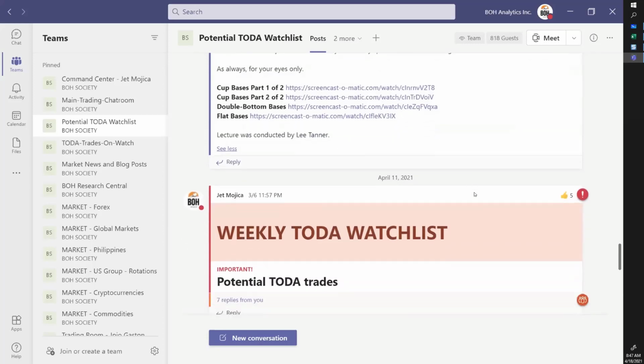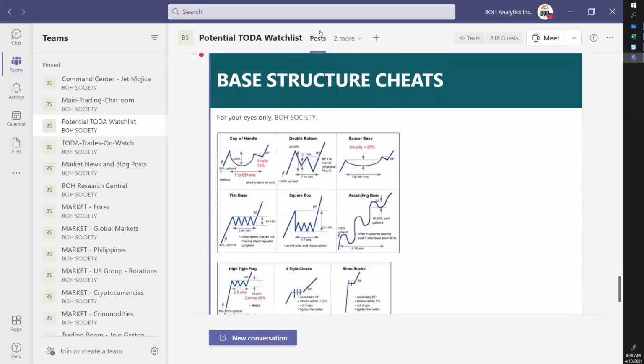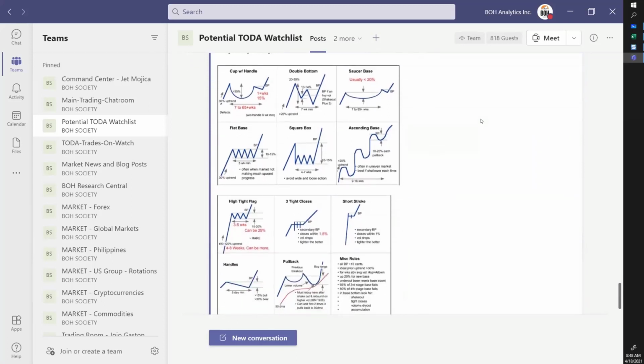And then finally, kung hindi nyo pa nakikita, I also posted base structure cheats again from the IBD library. So they basically give you snapshot of some of the more popular variations, yung mga generic variations ng mga base structures na to. So nandyan yung cup with handle, double bottom, saucer, flat bases, square box, ascending base, high tight flag, yung pinaka we're trying to specialize on, at yung iba pang mga structures and rules na meron sila. So let's try to get into all of this today.